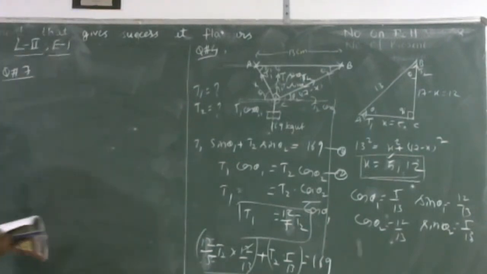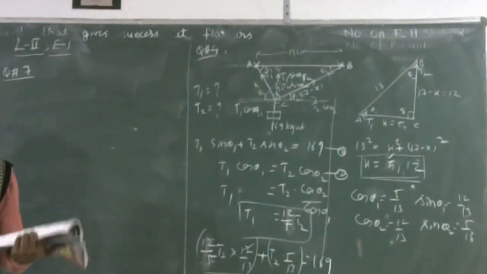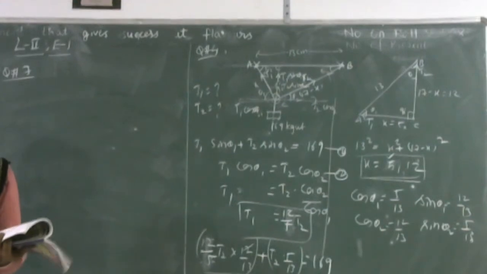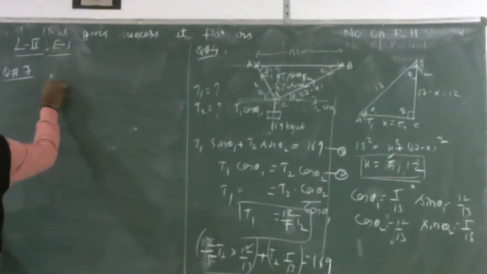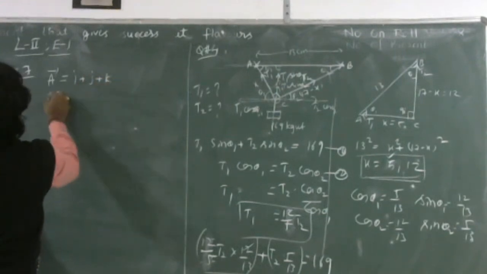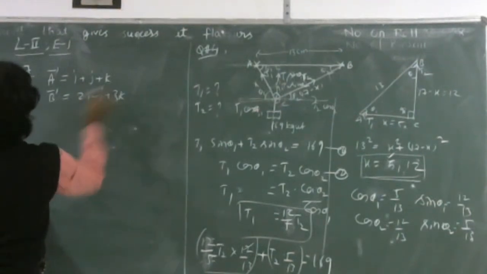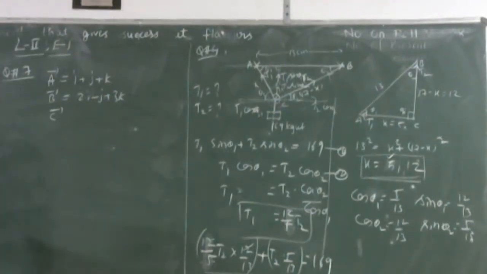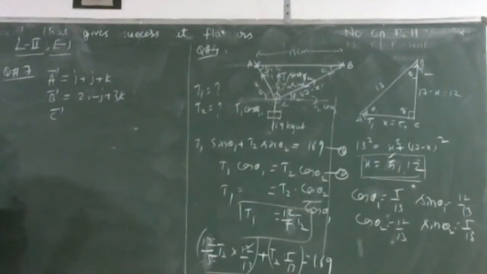When three forces are acting on a body, what is the condition for equilibrium? Three forces A, B, C are acting on a body. The vector sum of the three should be equal to 0, meaning A vector plus B vector plus C vector equals 0. Here A vector is I plus J plus K, B vector is 2I minus J plus 3K, and C vector is not given in component form. These three are keeping the body in equilibrium.